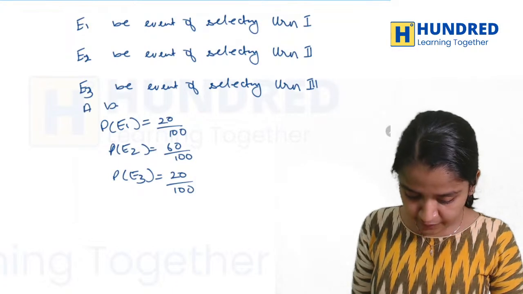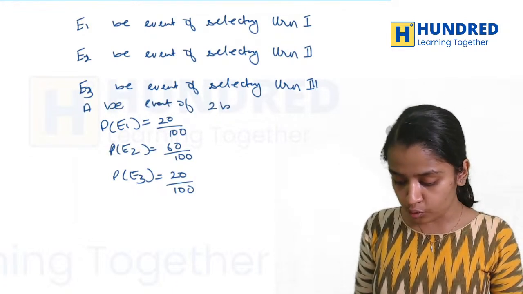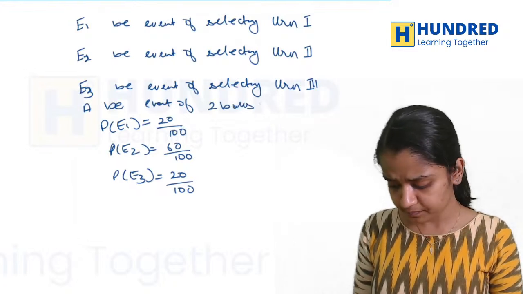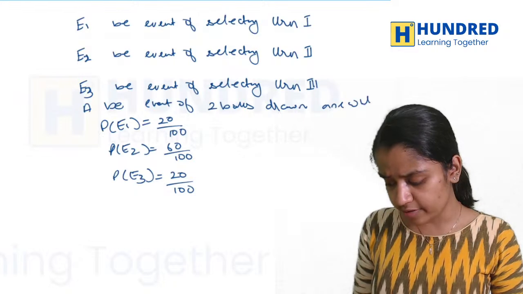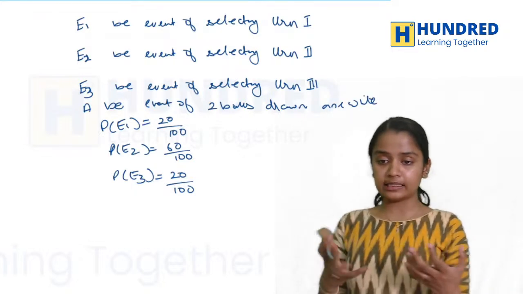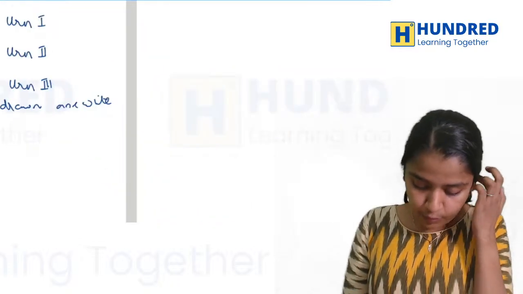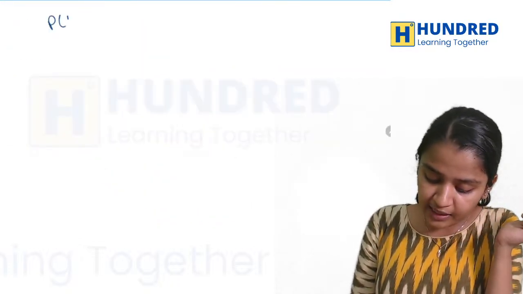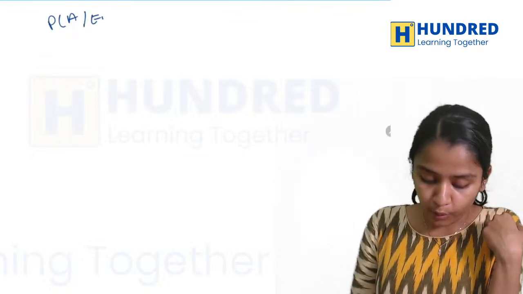So what have they defined here? A is the event of 2 balls drawn are white. So the 2 balls drawn are white, that is what we'll be telling. Now what am I supposed to do? I have to find P of drawing the white balls, like drawing 2 white balls from urn 1.